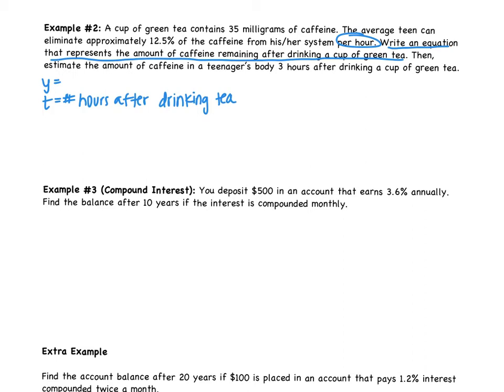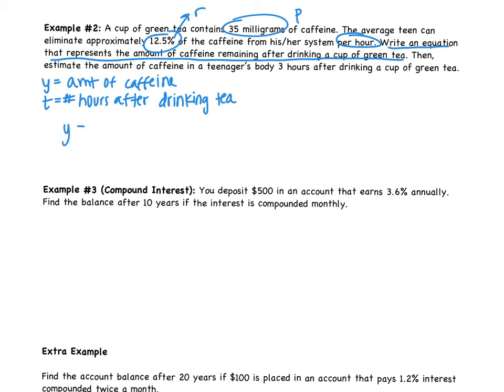Y then is going to be the amount of caffeine remaining in the system. Okay, so what do we have here? 35 milligrams is how much we're starting out with. That 12.5% is our R. So we're ready now to write our equation.